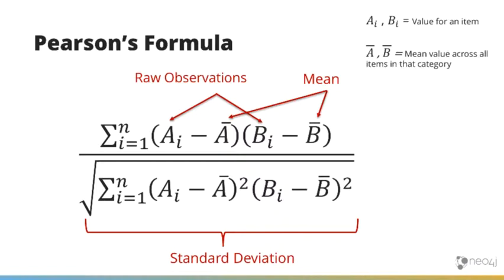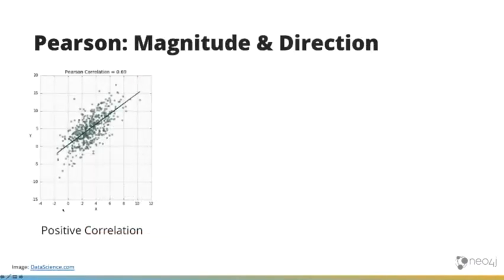What's interesting here, and a very useful part of Pearson, is that by taking this covariance at the top and dividing it by the standard deviation at the bottom, we're always going to end up with a number that is between +1 and -1. This is useful because it gives us one number that gives us both magnitude, how much they are correlated, and the direction, whether they are positively or negatively correlated.